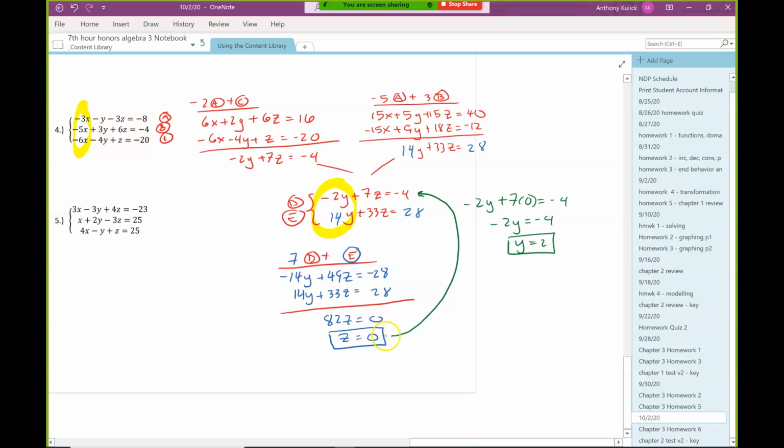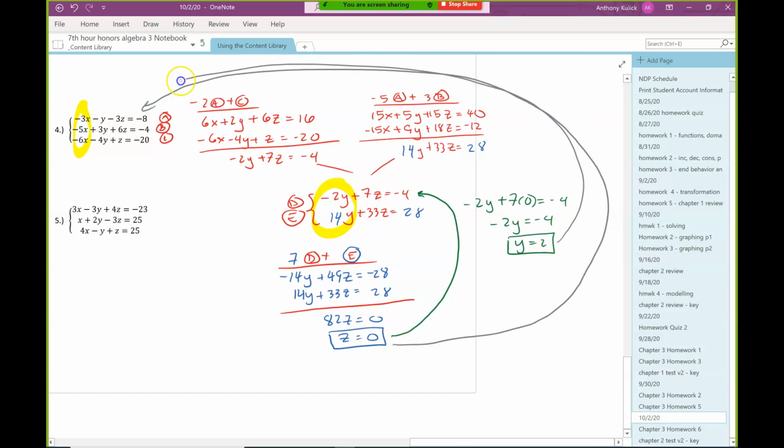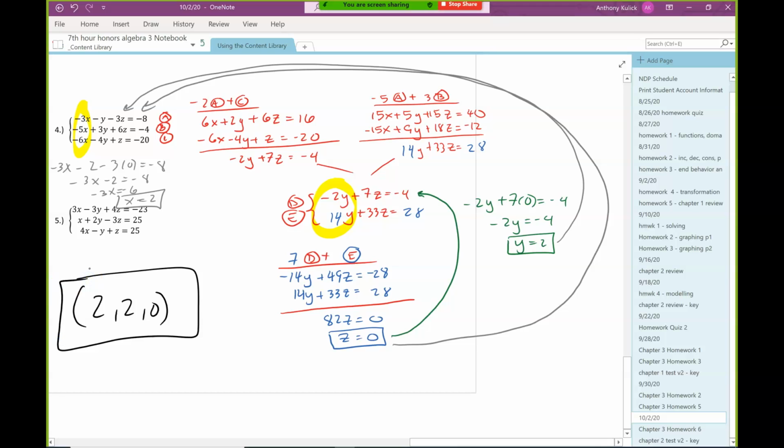Let's plug these back into, say, equation a, I don't think it matters. Negative 3x minus 2 minus 3 times 0 equals negative 8. Negative 3x minus 2 equals negative 8. Add 2 to both sides to get negative 3x equals negative 6. And divide by negative 3 to get 2. So my answer would be 2, 2, 0. Arithmetic? Yeah. It gets you.